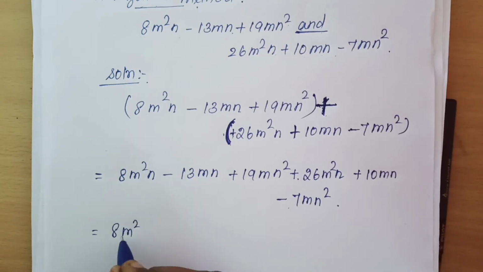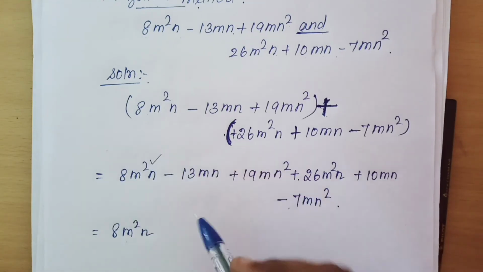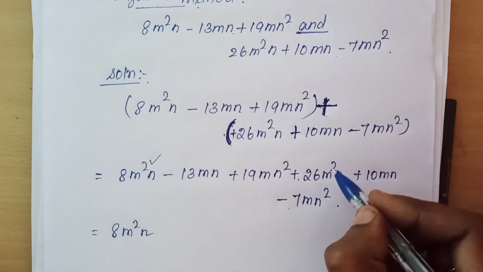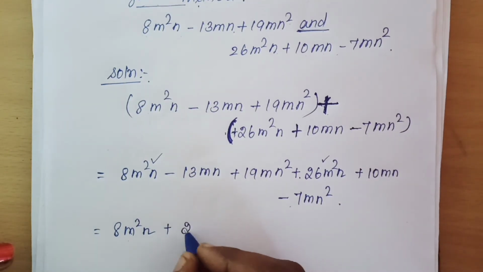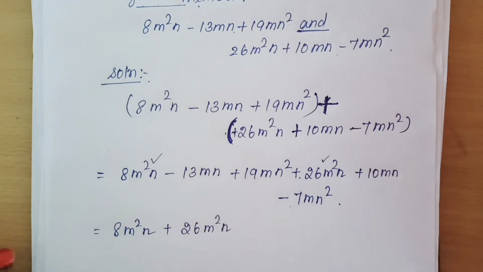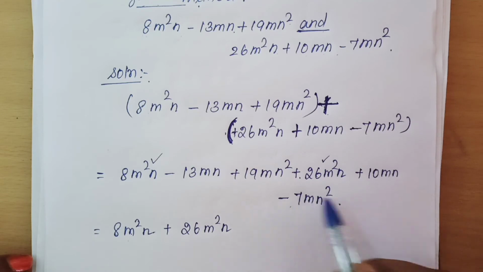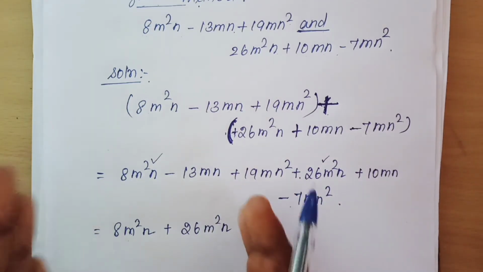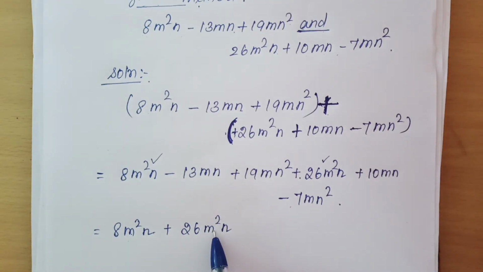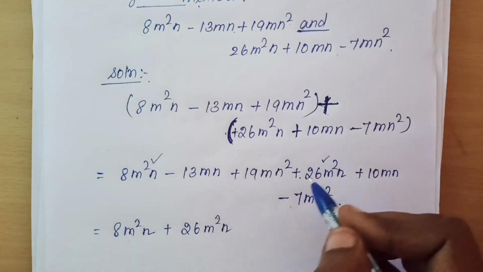Okay. First I am writing 8m square n. Just to check it, m square n, any other values you have? This is the value you have. You are going to join it with the like terms. Plus 26m square n. Don't forget to write the sign also. Okay. Then check whether you have any other m square n values. No values. So these two are the only like terms of m square n.